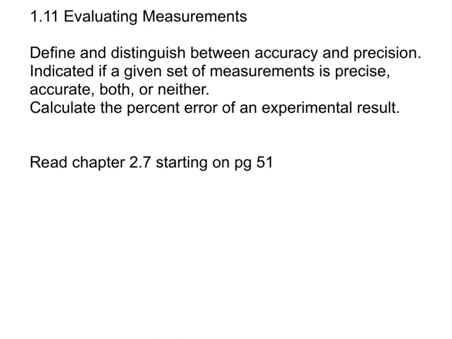This is video 1.11, evaluating measurements. Our first objective is to define and distinguish between accuracy and precision. And we want you to indicate if a given set of measurements is precise, is accurate, is both precise and accurate, or is neither precise nor accurate. And lastly, calculate the percent error of an experimental result. This is from reading chapter 2.7, starting on page 51. Let's get down to it.